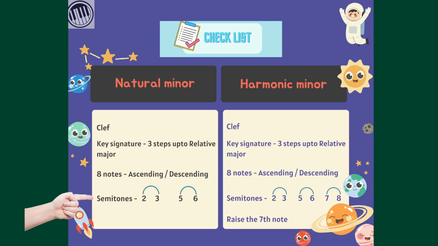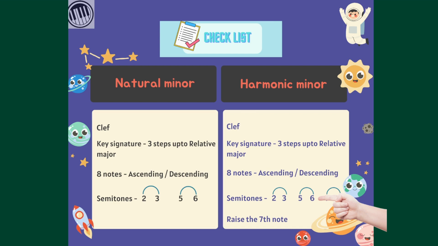Let's take a look at the harmonic minor scale. So the harmonic minor will also have the same features as the natural minor with an extra feature. That means we need to raise the 7th note of the scale by a half step. So that makes it another semitone from the 7th and the 8th degrees of that scale, in addition to the 2nd and 3rd and the 5th and 6th. Okay, so make sure you use this checklist to do your exercises on page 25.